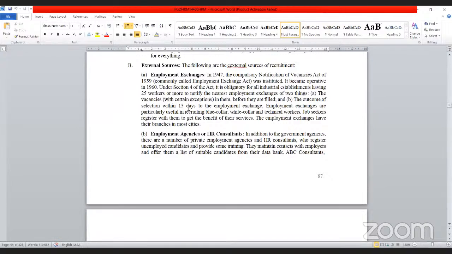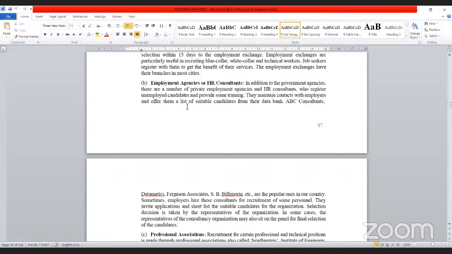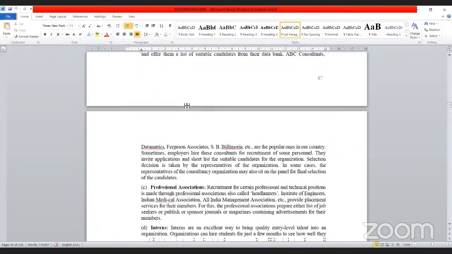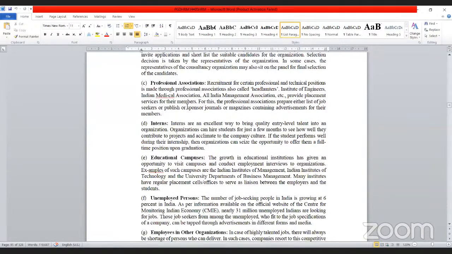External sources: employment exchanges. Employment exchanges are very useful for recruiting blue collar, white collar, and technical workers. Employment agencies or HR consultants are the ones who provide suitable candidates for the organization, in terms of consultancy or a panel of candidates.